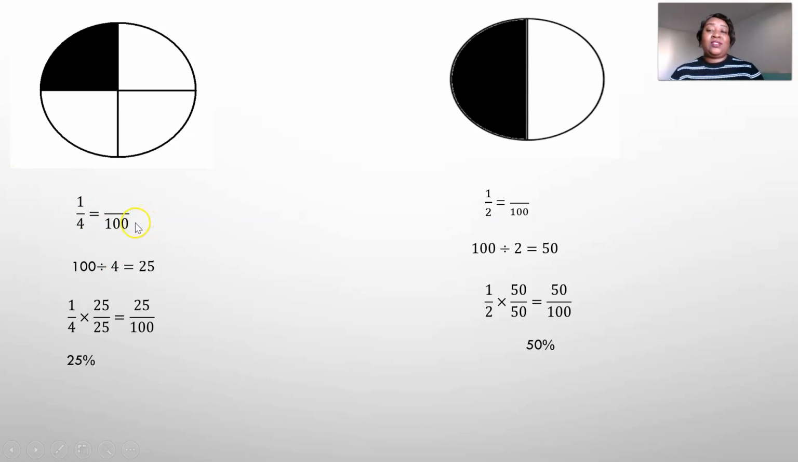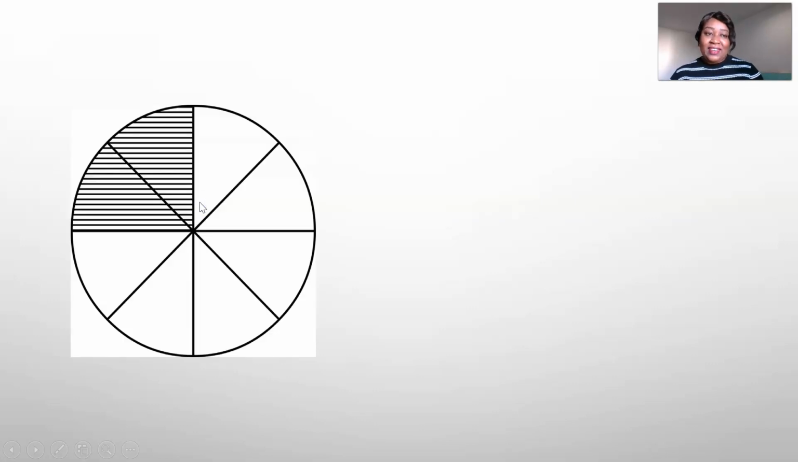What if the denominator is not a factor of 100? What should I do? So remember, we have equivalent fractions. You can change to another fraction that is equivalent to that one that you can use very easily. So in this case, we have this fraction circle, which is shaded 2 parts out of 8. And we want to change it to 100, but I know that 8 is not a factor of 100. So, in other words, we can change to equivalent fractions by dividing.